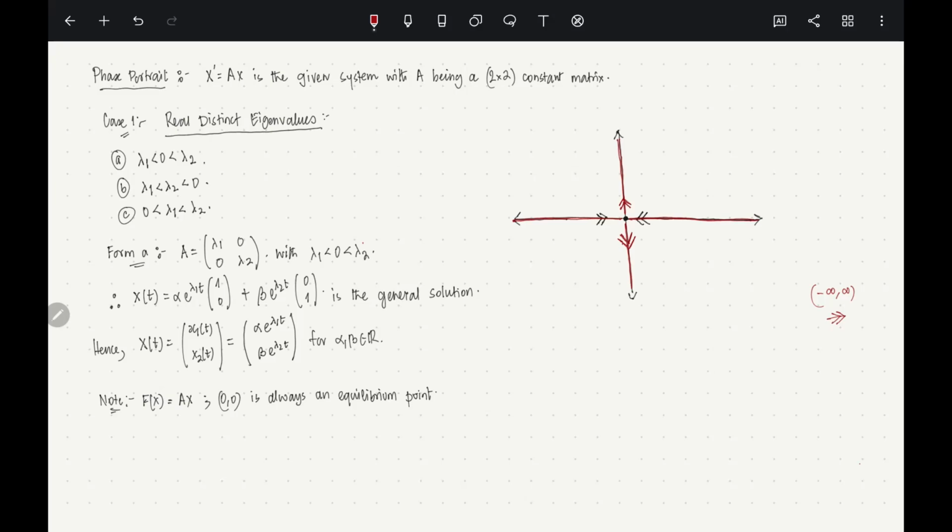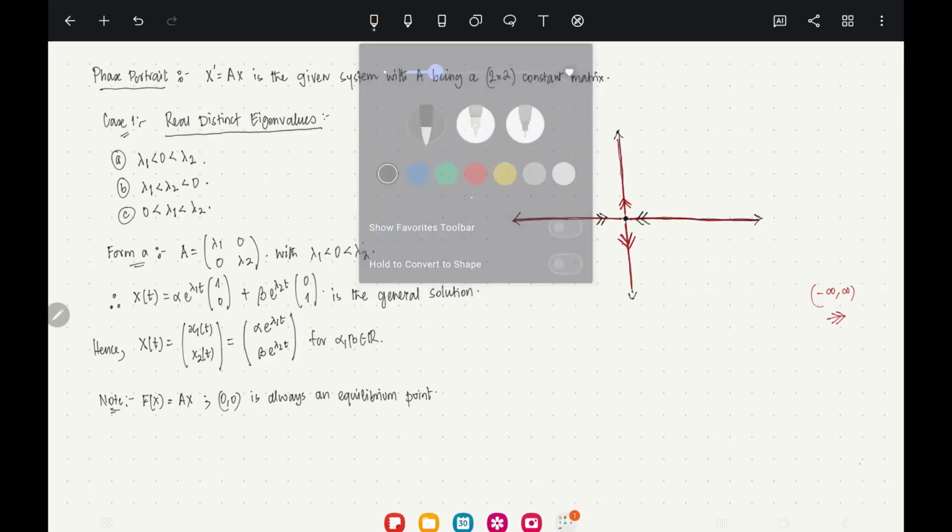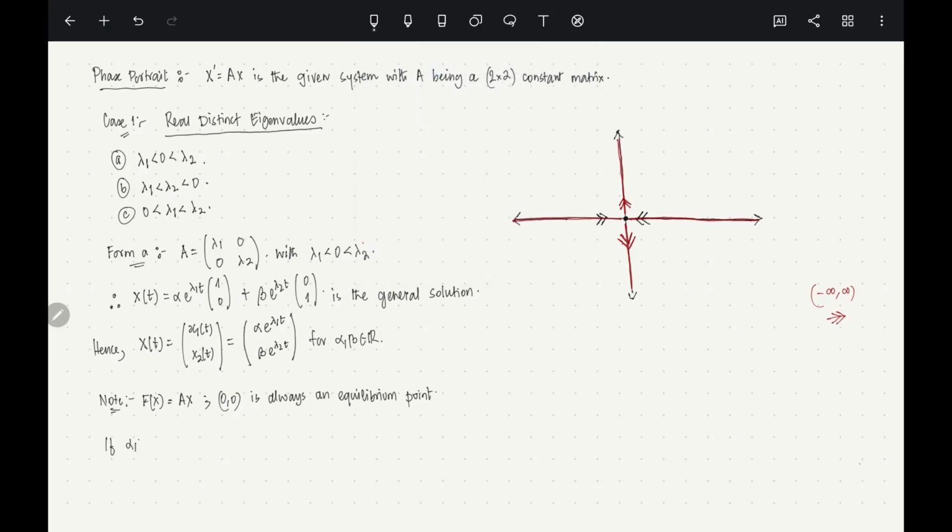Now the thing is this, see, this is for a particular choice of alpha, beta, 1, 0, 0, 1, that sort of thing, right? But alpha and beta both can be non-zero, right? In that case, what do you do? That's the question. So first thing first, let me put it this way, if alpha and beta are both non-zero, then all other solutions tend to infinity also.